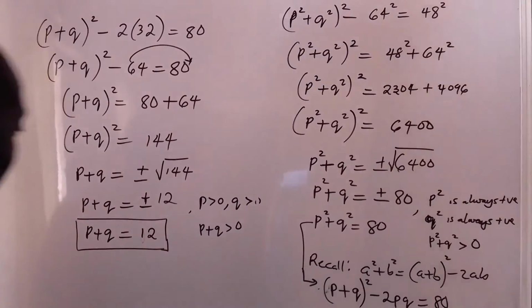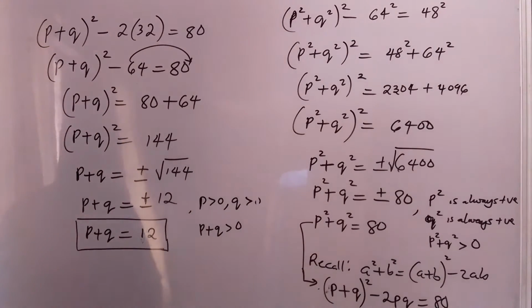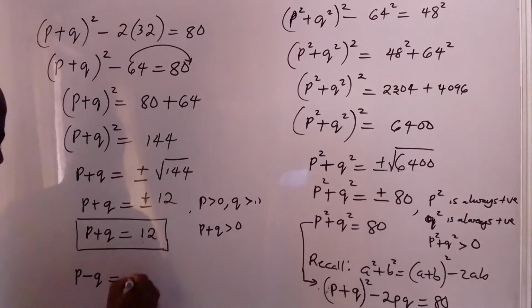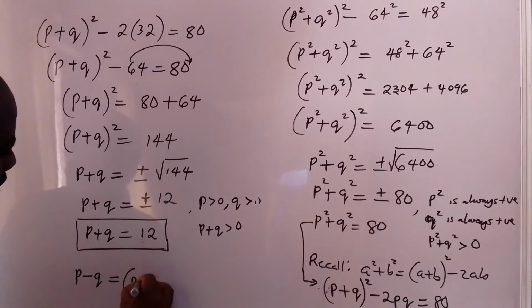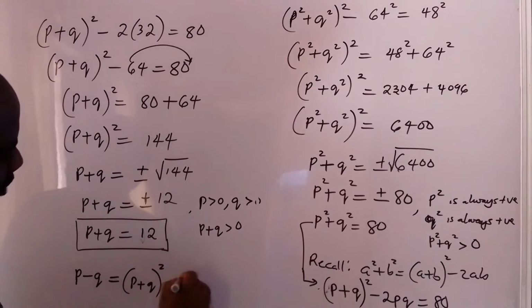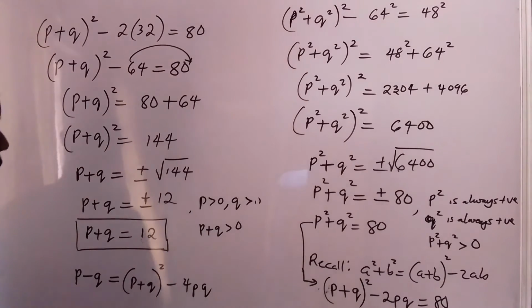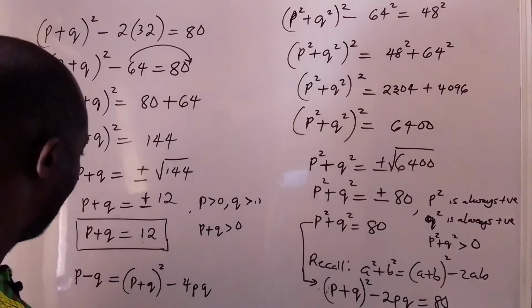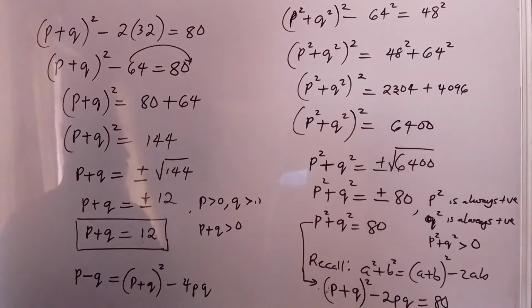We can go ahead and find the value of p minus q. We know that p minus q will give us p plus q squared minus 4pq. That is from algebraic identities.